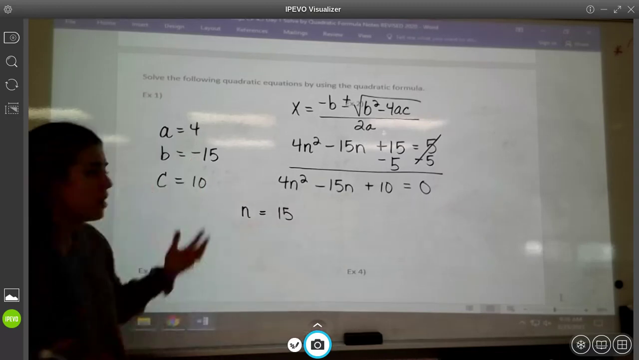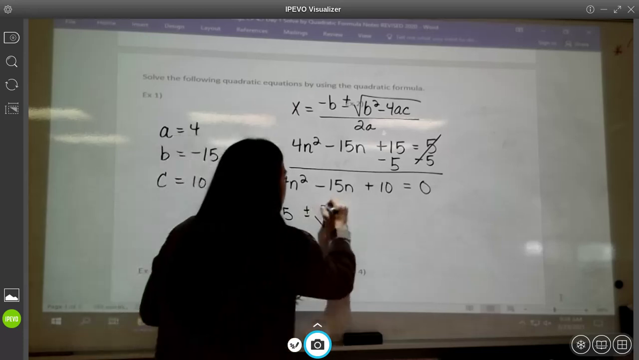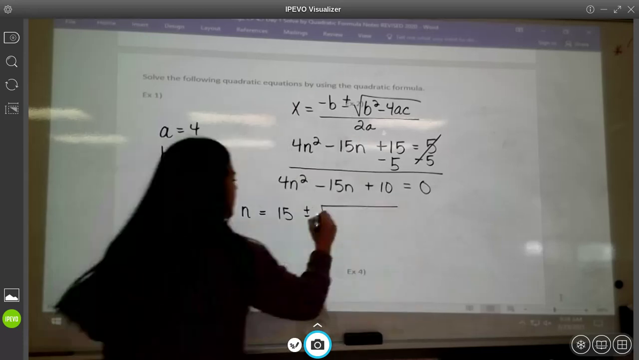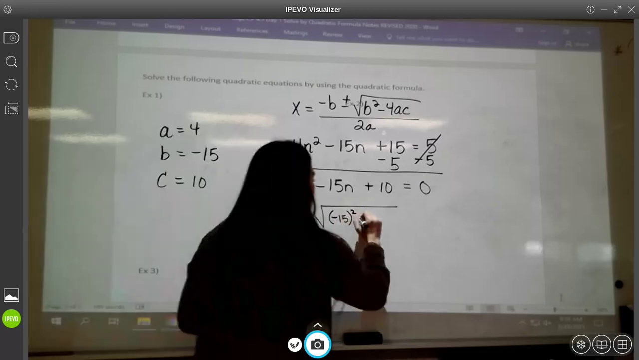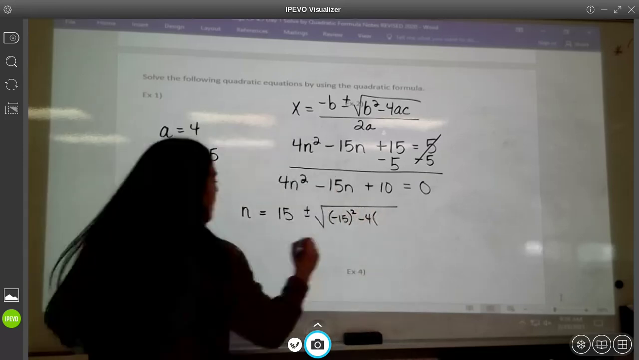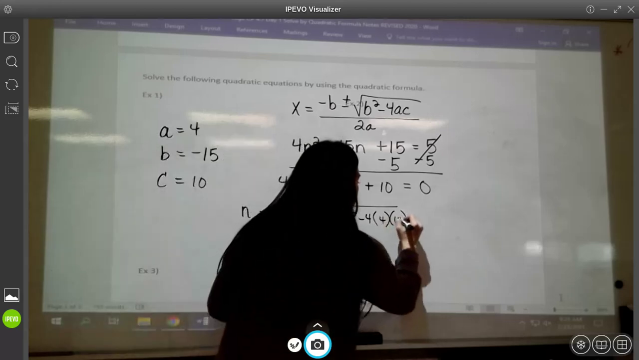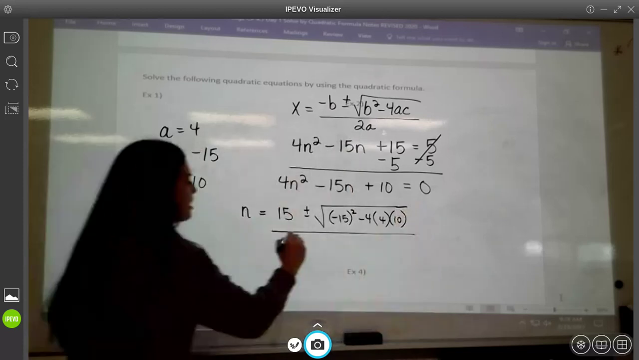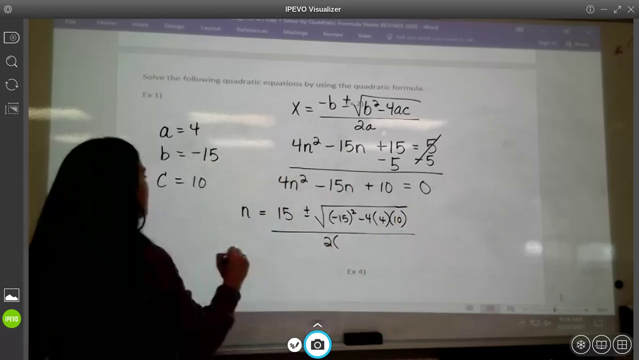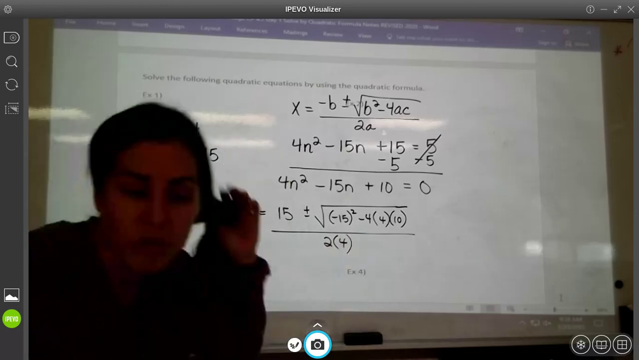It's just they don't have a lot of examples, but this could definitely still be a negative number if it was positive here. All right, so this is going to be 15 plus or minus the square root of b squared, which is negative 15 squared, subtract 4 times a, which is 4, times c, which is 10. And then the entire right side is going to be divided by 2 times a, which is 4.